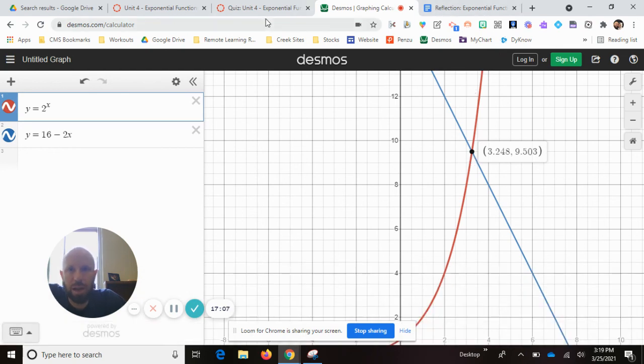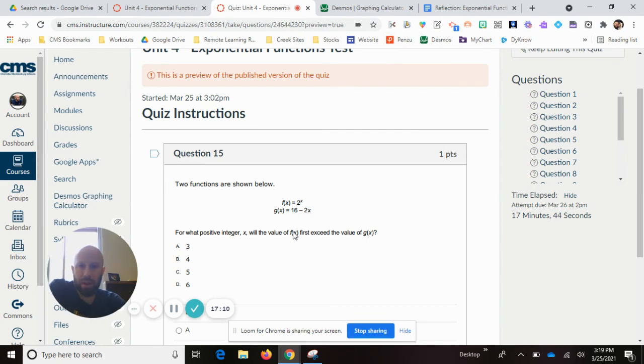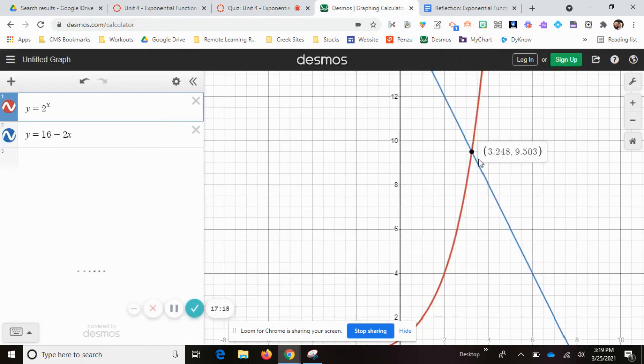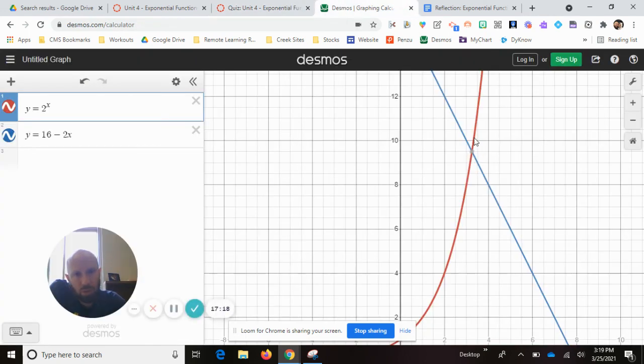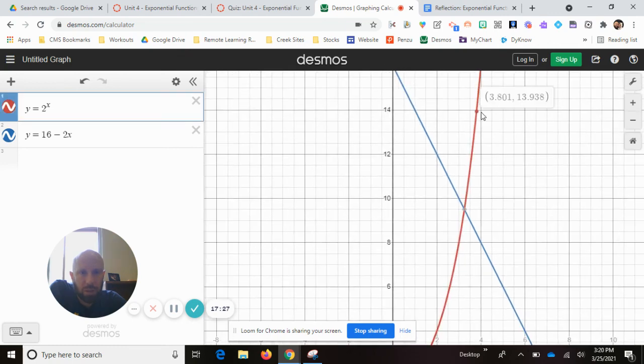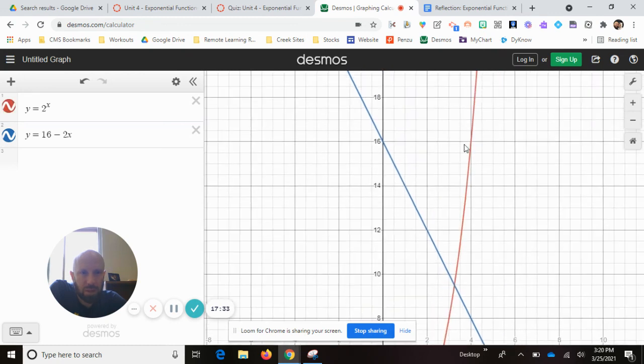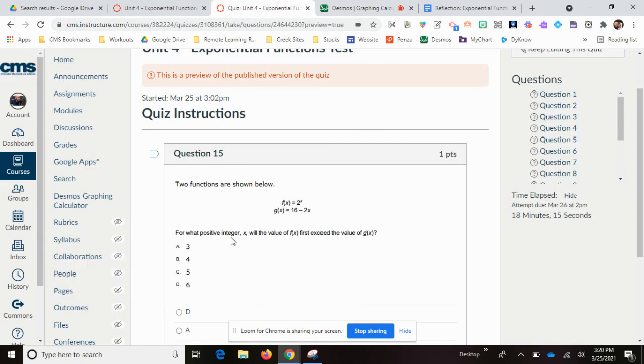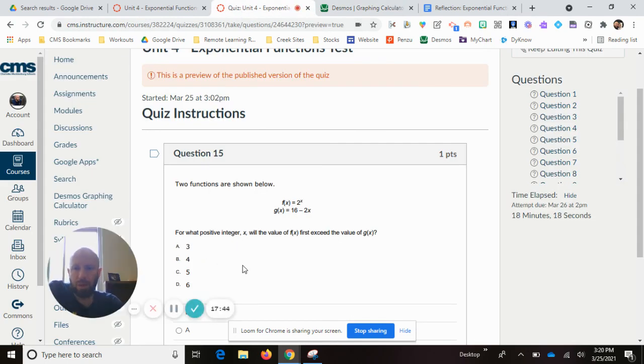We're looking for the first value in f of x, that is the curved one, that is going to be more than g of x, so the first whole number. So here's where they're equal. The curved one is the red one. We need to find the next whole number that's going to be on the red, and I need to scroll up a little bit more. That value should be right here. And there it is. It's 4, 16. So it's 4, the answer is B. Hope that helps. And that is how you get the answers for the test.